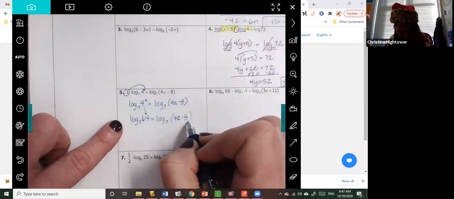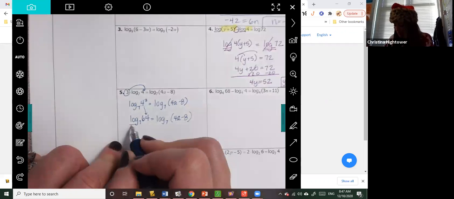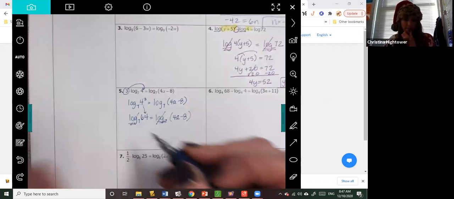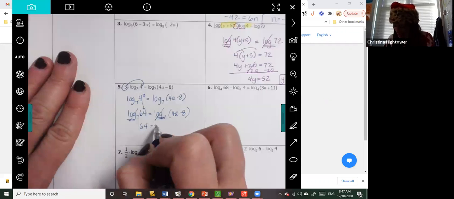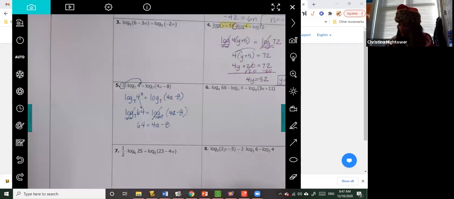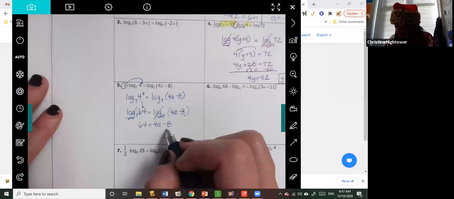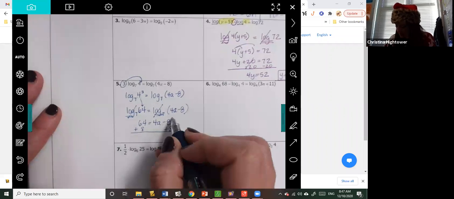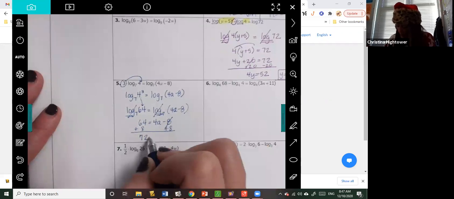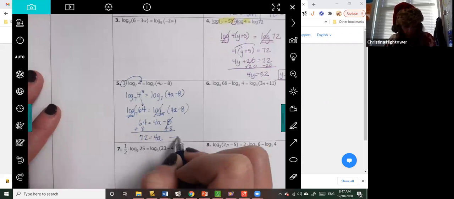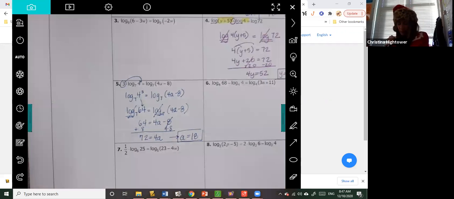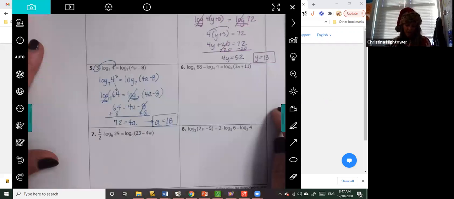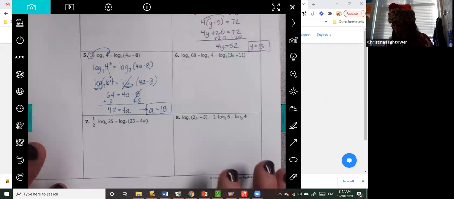Now that I have exactly 1 log on the left, 1 log on the right, I can cancel them. So I have 64 equals 4a minus 8. So I'm going to add 8 and add 8. And I get 72 equals 4a. So a equals 18. There you go. All right, so not too bad. Let's come down and do number 8 because it's kind of a bad mamma jamma.